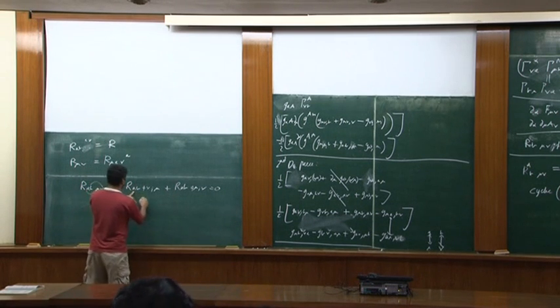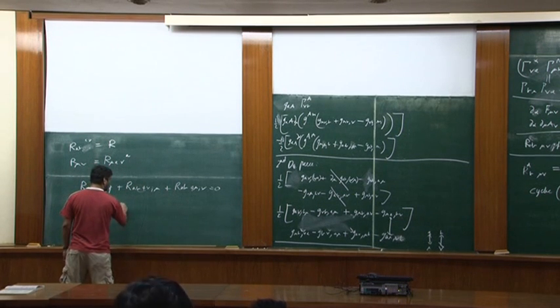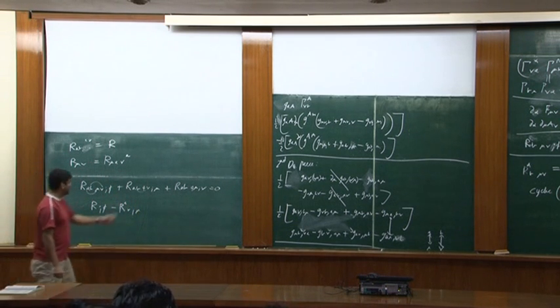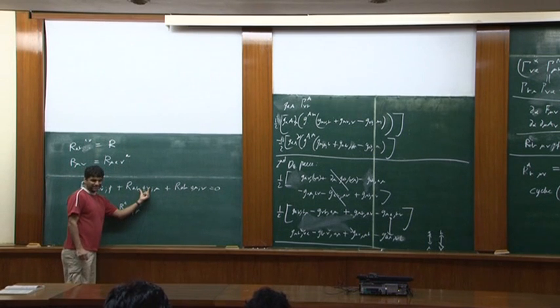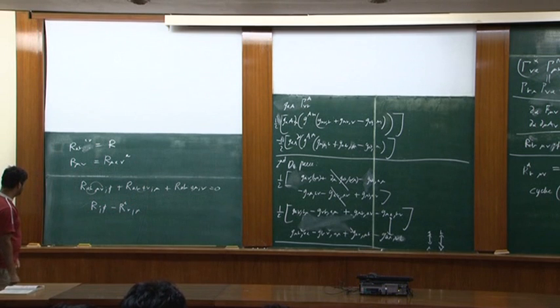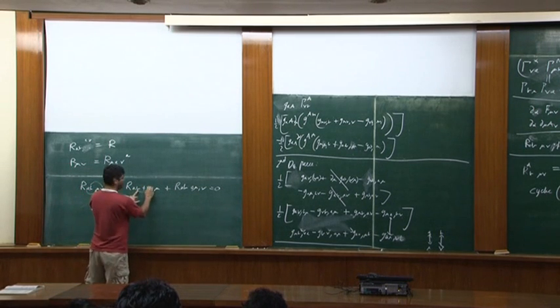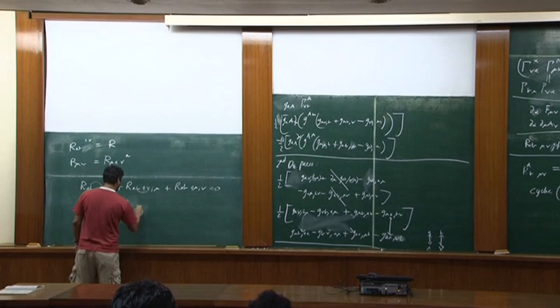Contract A with mu, and B with phi. This term gives minus R mu nu covariant derivative mu, because if you contract first with third or second with fourth you get a plus. If you contract second with third, you get a minus. No, sorry, I did it wrong. We should contract mu with mu, B with mu. I should be contracting B with mu and this with this. So this is plus R mu phi mu.